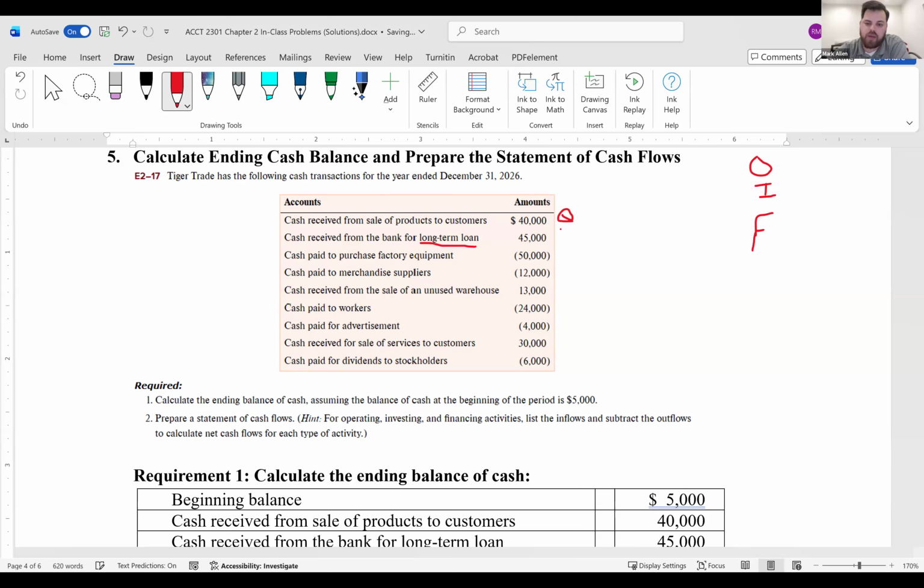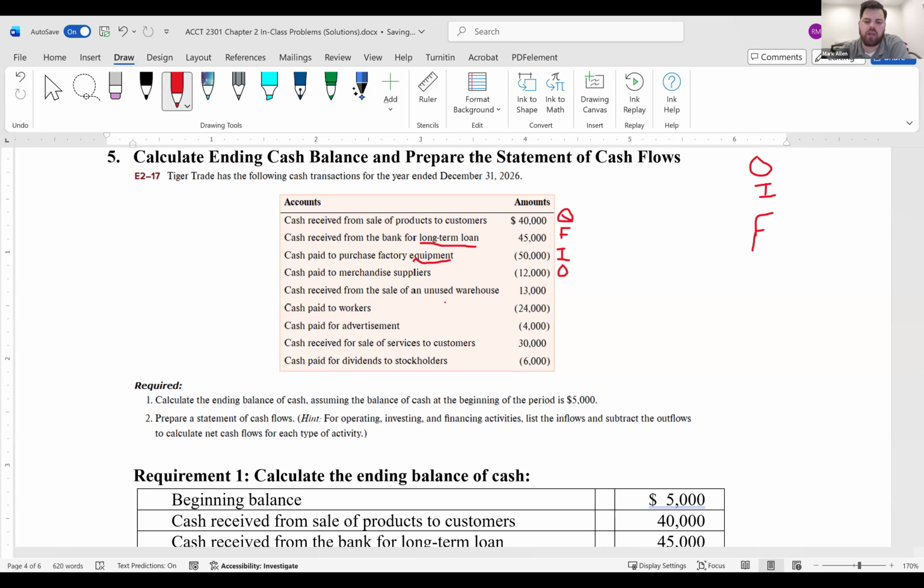Cash received from the bank for a long-term loan. So we went to the bank, we took out a loan. That's a long-term liability. That is indeed financing. Cash paid to purchase factory equipment. Equipment is a long-term asset, and we paid it. So this will be an investing, and it will be an outflow. Cash paid to merchandise suppliers. That's certainly a day-to-day thing. That is operating. Specifically, it is an outflow.